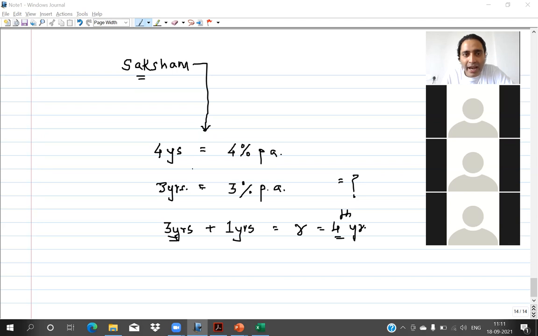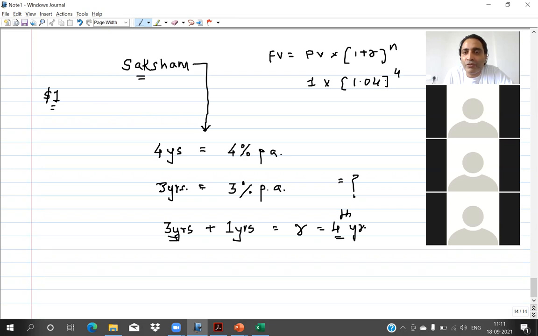If Saksham had invested, let us say $1, $1 se shuruaat karte. If he had invested $1 right from the beginning for 4 years, shuru se 4 saal ka agar contract karta, to uski kitni kamai hoti, how much he would have earned after 4 years, what would have been the fund value, future value kya hota? Simple formula. FV is equal to PV, that is the cash flow, times 1 plus r to the power n. Right? So $1 into 1.04 to the power 4.